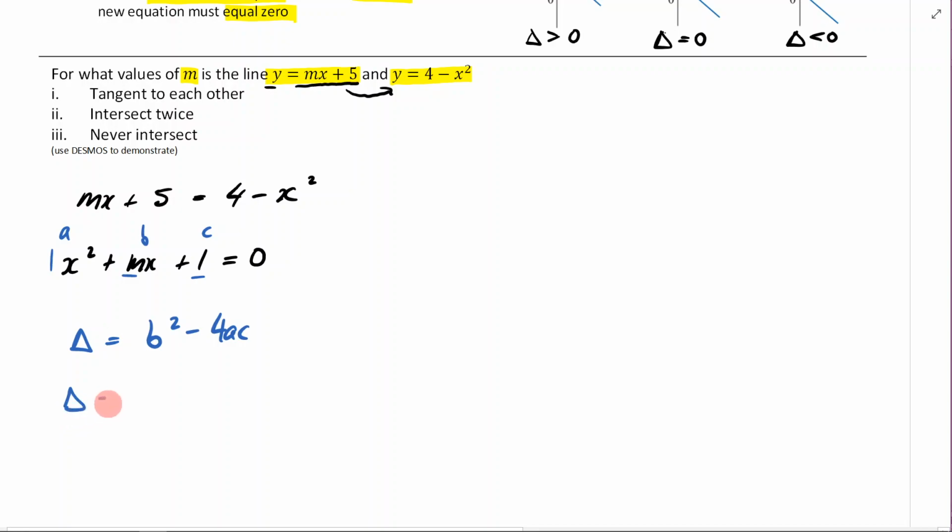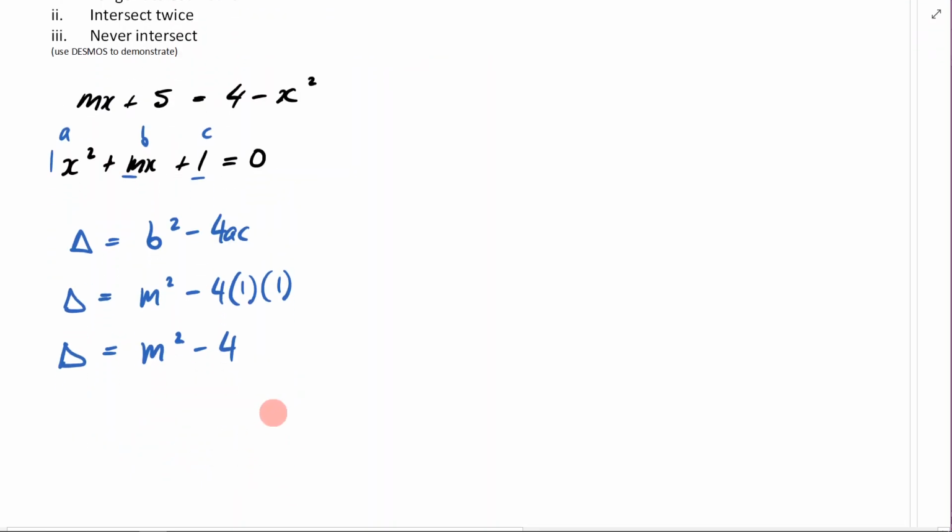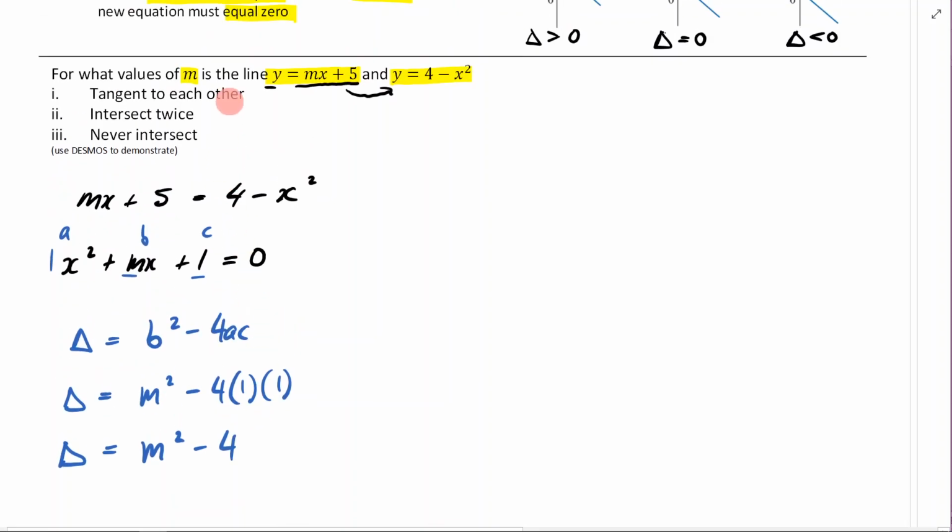So my discriminant is going to be equal to b squared, which is m squared, minus 4 times a 1 and a 1. So my discriminant is going to be m squared minus 4. Once I've done that, I now am going to figure out when it's tangent to each other, intersects twice, or never intersects. All right, let's give it a go.